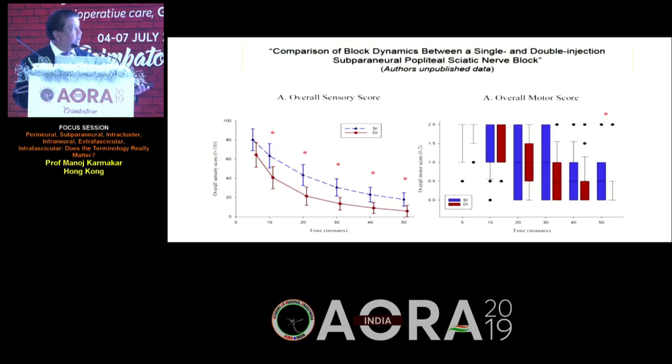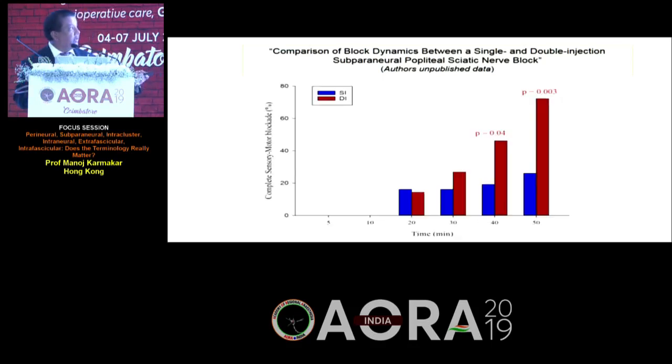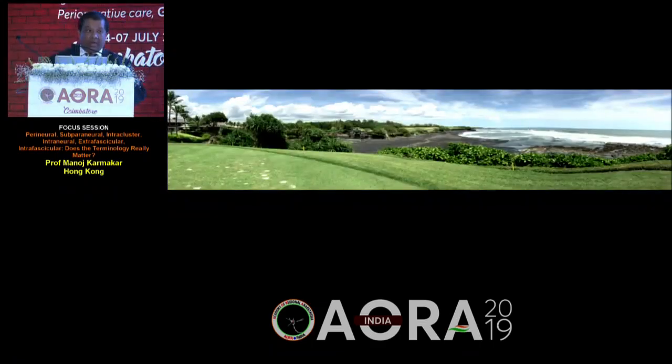The dual injection technique produces faster onset of sensory and overall motor blockade, and the percentage of complete sensory motor blockade is much faster in the group that you perform it in. This is at 40 minutes, and you see it's much faster in the dual injection group. Okay, I have a few minutes, so I just want to put the same concept into the brachial plexus.